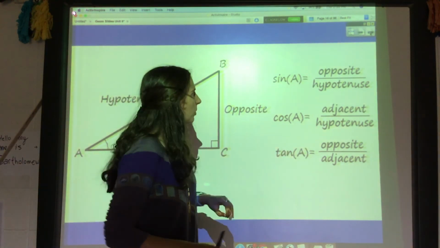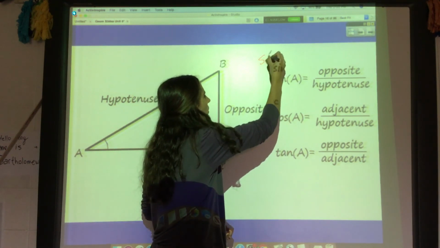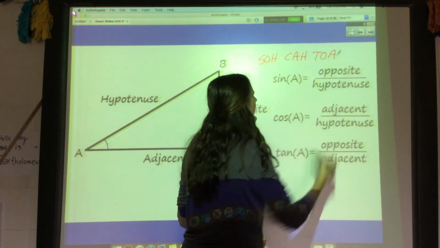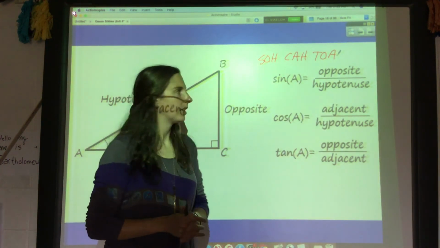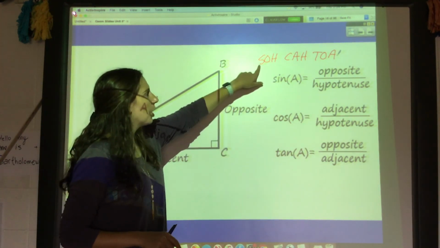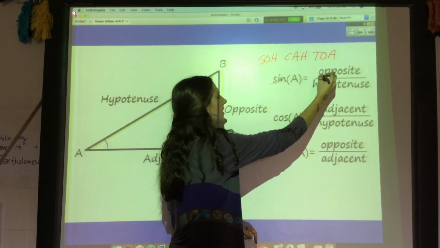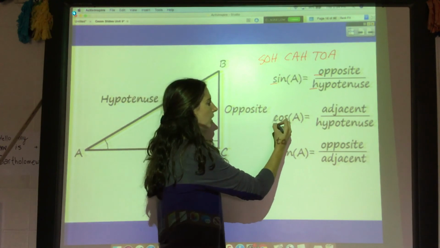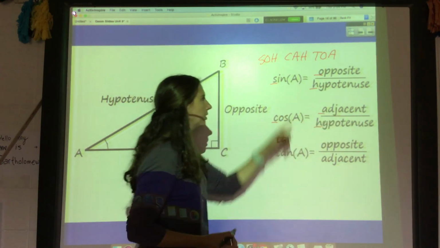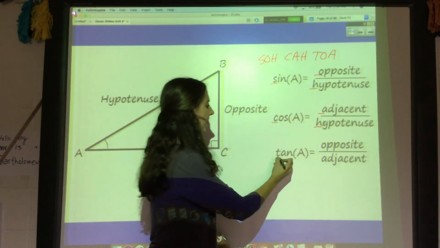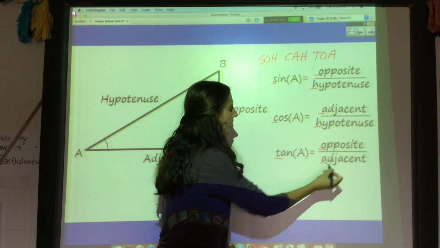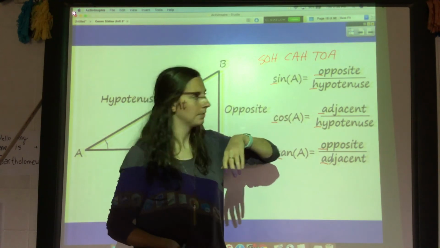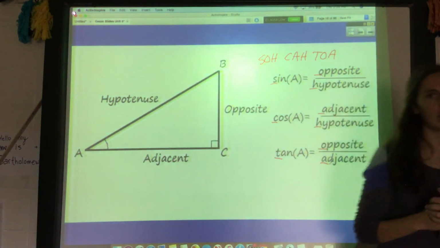A way we often remember this is SOH CAH TOA. You can find all sorts of fun songs about this on YouTube. SOH is sine is opposite over hypotenuse, CAH is cosine is adjacent over hypotenuse, and TOA is tangent is opposite over adjacent. You really need to memorize this SOH CAH TOA thing so that it will help you answer some problems.